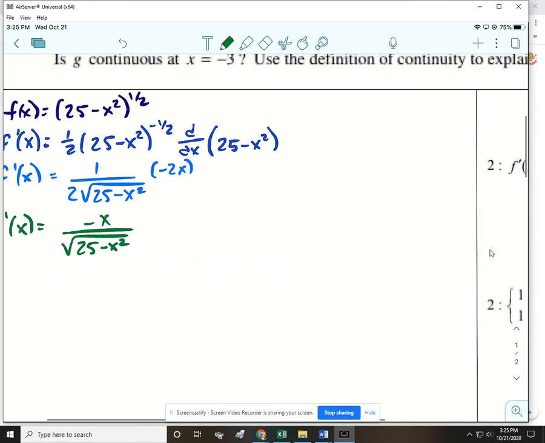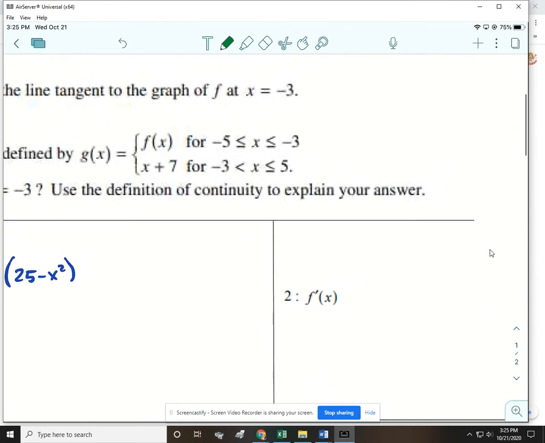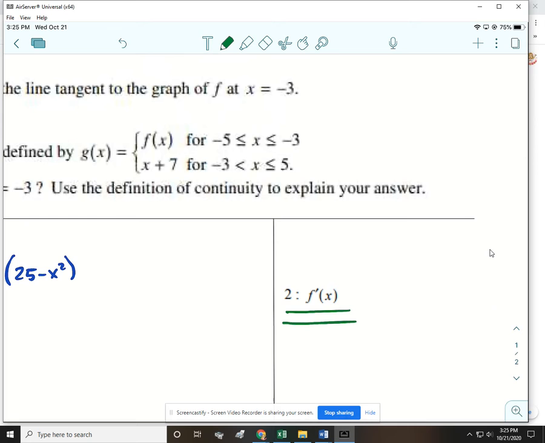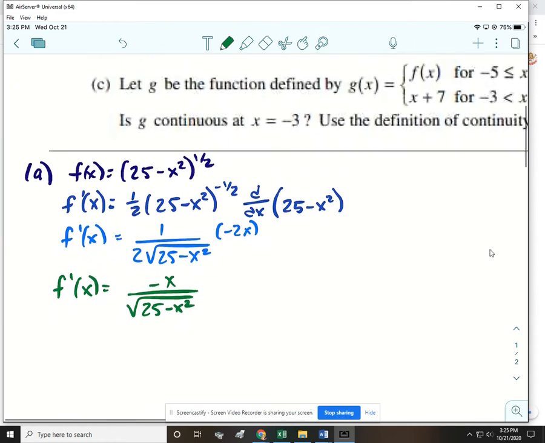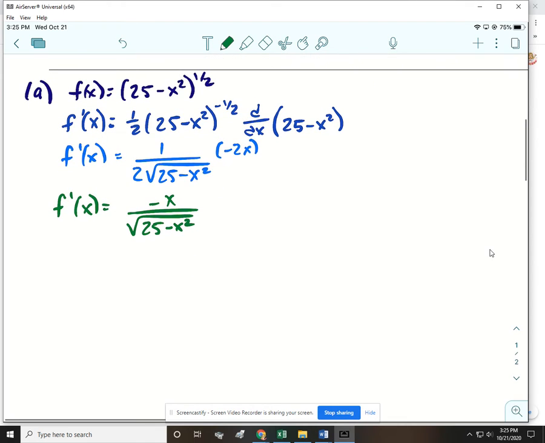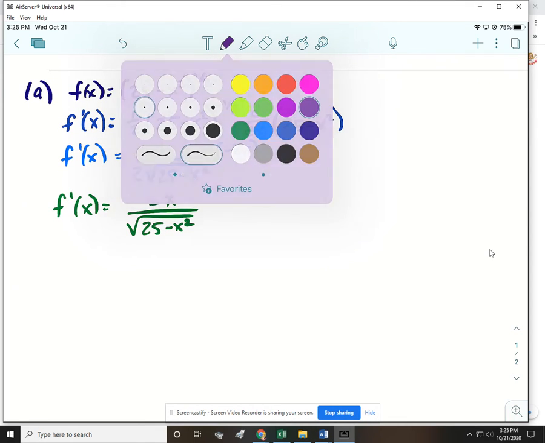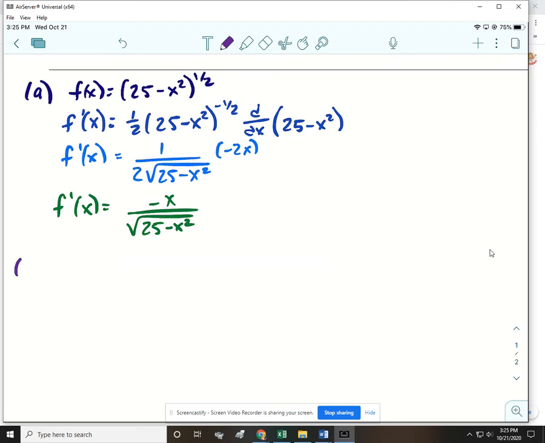Right, and that is going to be a 2-point question. So this is what the AP people give as far as scoring. So showing all that is going to give you 2 points. So if you got that, you can give yourself 2 points.